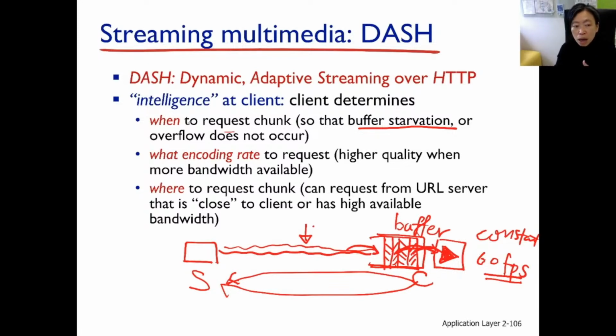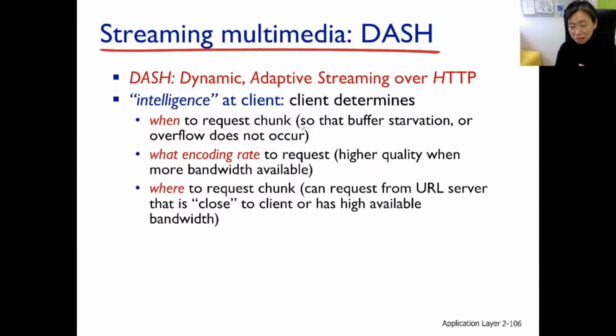So, when to request chunks so that buffer starvation does not occur. Let me make sure this is clear. The message from the client to the server, asking for video chunks to be sent with a lower rate version, should occur before actual starvation occurs. As to how much earlier, that is the intelligence the client needs to decide. DASH allows the client to implement different strategies to decide when to start changing the rate, automatically according to the network bandwidth, to avoid buffer starvation.